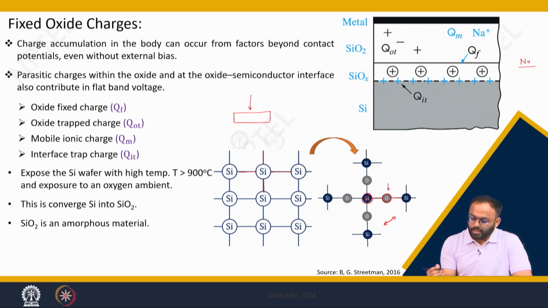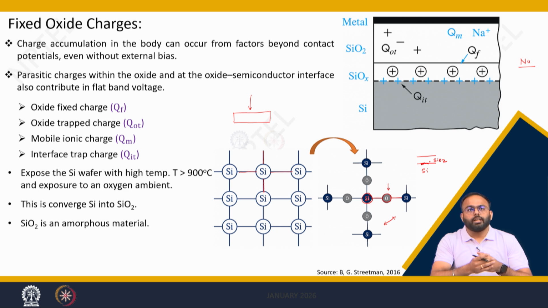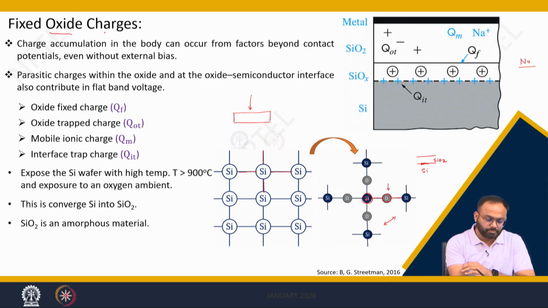So, what will happen when a silicon dioxide layer forms over the silicon? Let us consider this is silicon and this is silicon dioxide. In that condition, exactly at the interface, there is a possibility of a few charges coming into the picture, which are called oxide charge. Broadly speaking, these oxide charges are classified as oxide fixed charge, oxide trap charge, mobile ionic charge and interface trap charge.